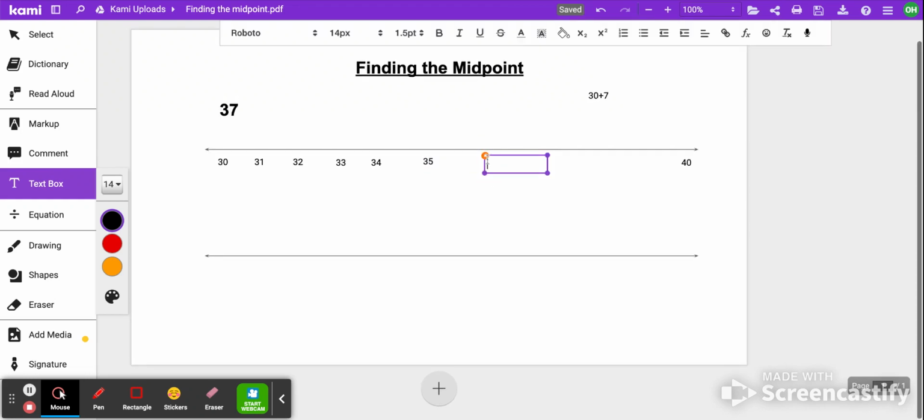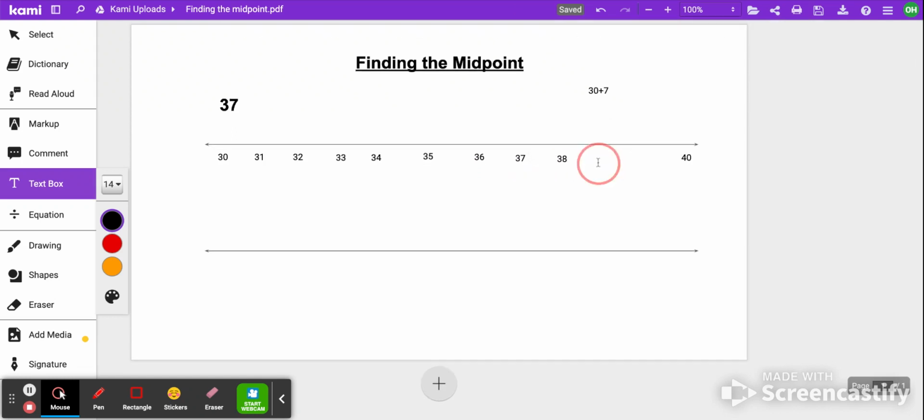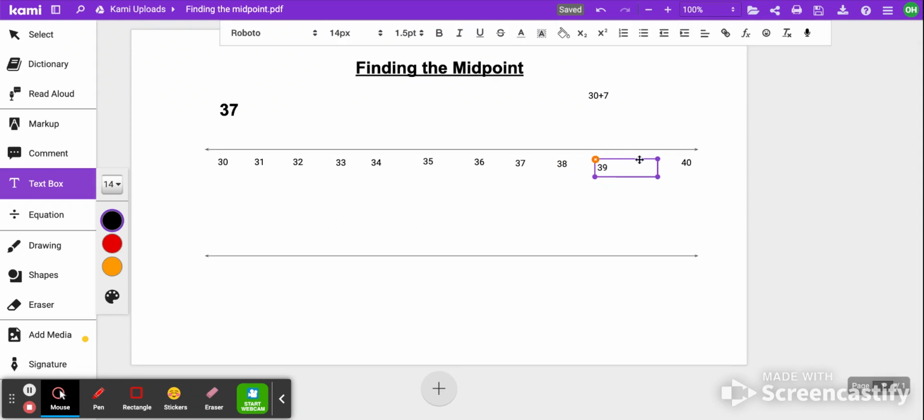And again, when we talk about finding the midpoint, we want to find what number is the middle of the two numbers that we have found as our friendly numbers. Okay, we're almost done. 38 and 39. So I'm just going to move this over just a little bit. Okay, so we know that a number line goes this way to infinity and that way to infinity. That's why it has the arrows on the end.